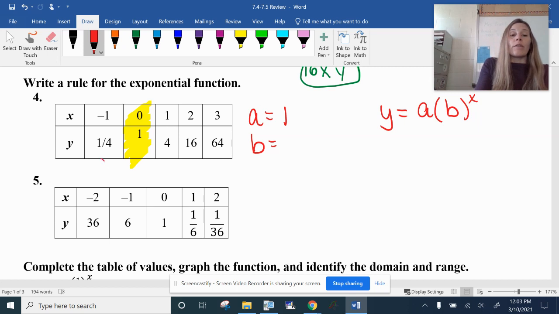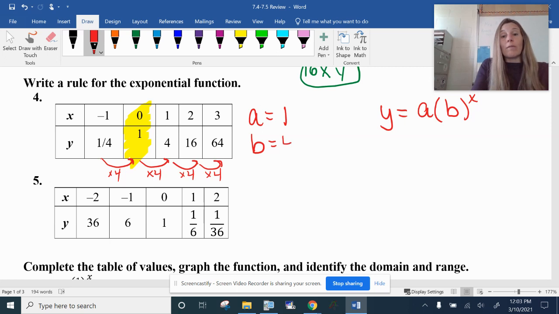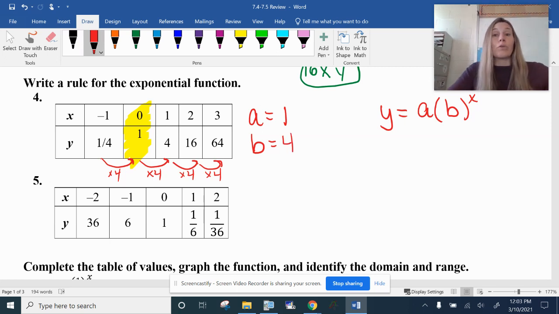So now I'm going to look for that b value, which is the multiple that's happening here. So 1 times 4 would give me 4. 4 times 4 would give me 16. 16 times 4, 64. And 1/4 times 4 is the 1. So my b value of 4 holds true throughout the whole table there.